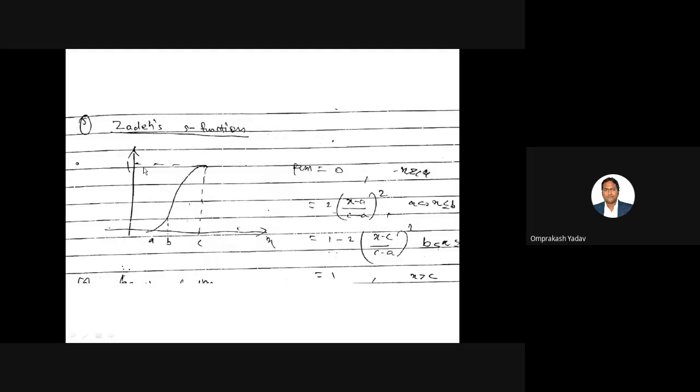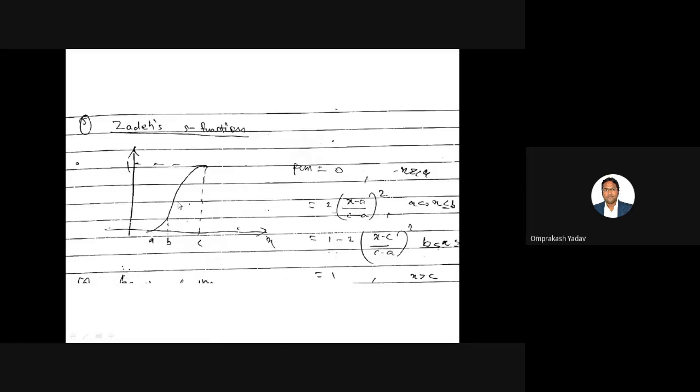The fifth one is the ZS function. This is also called an S function or S curve, because this will look like an S shape. If you see here, three values are there: A, B, and C. So from point A to B, and then after that B to C.